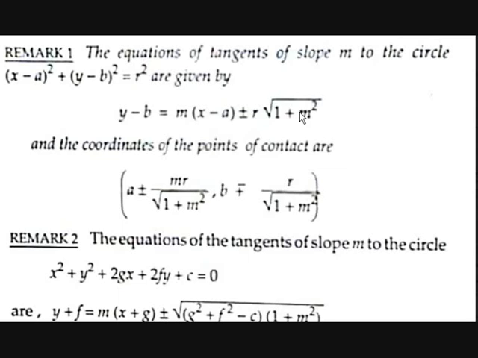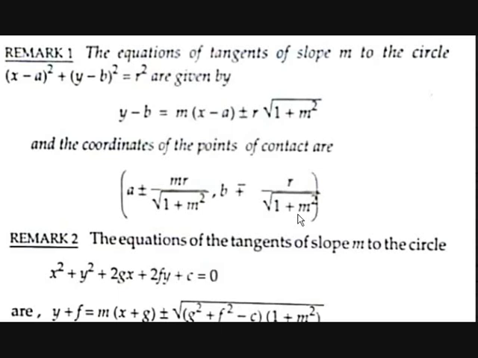You can solve it in the same way we did before. And the coordinates of the point of contact will be a plus or minus mr by root 1 plus m square, b minus or plus r by root 1 plus m square. And the second one is that we saw for the circle with center and radius given, the circle with center as the origin. But we know the general form also of the circle, right? It is x square plus y square plus 2gx plus 2fy plus c is equal to 0.